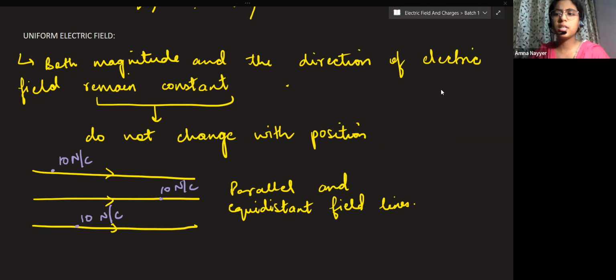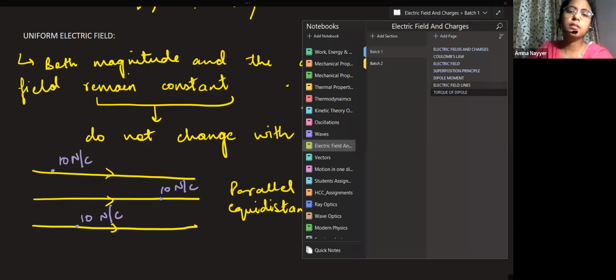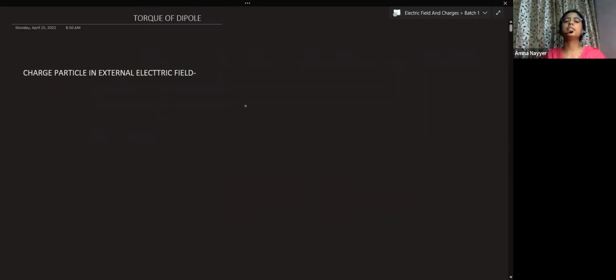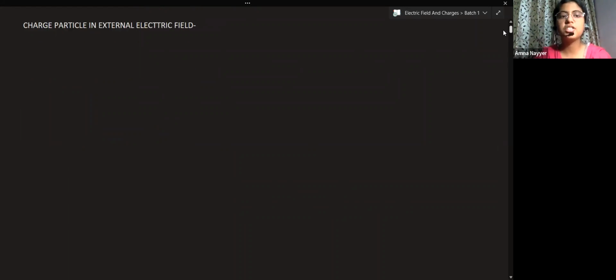Okay, so this was regarding electric field lines, which we had in your syllabus. Now, the next topic that you have is charged particle in an electric field. Half of this you already know from the start when we discussed electric field. We had seen a relationship between force, charge, and electric field.